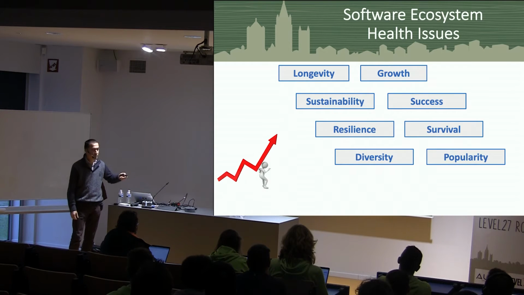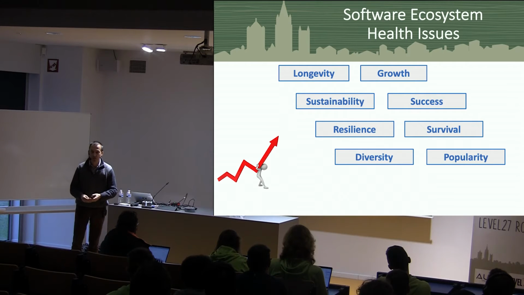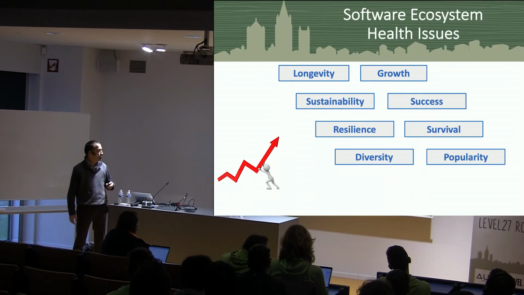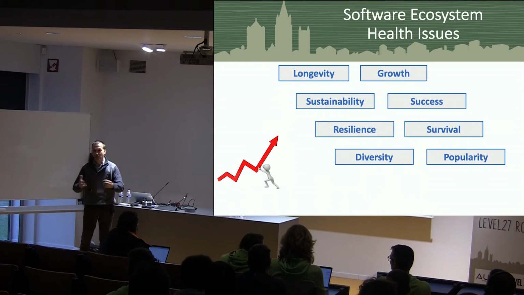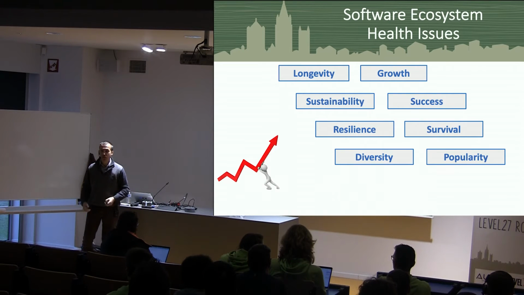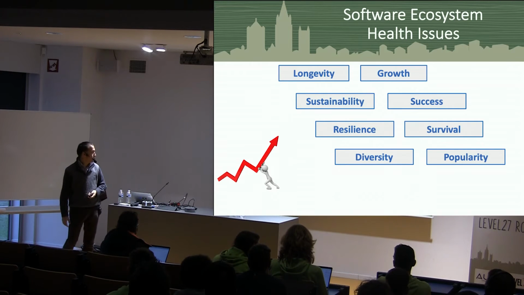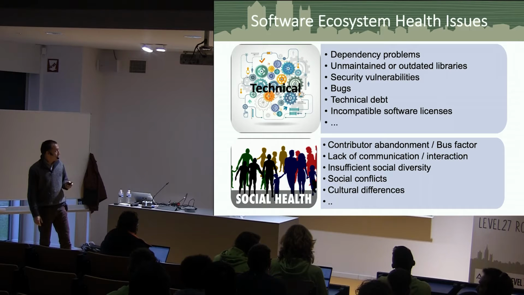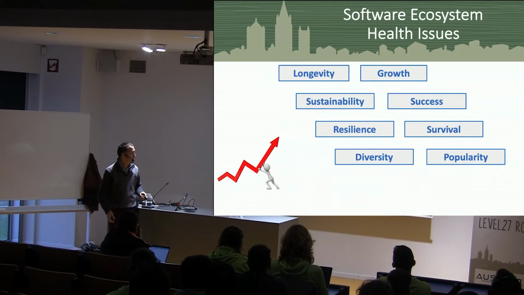Basically, here you can see some terms that are typically attributed to a good health of your software system. If you have a software system or a collection of software systems, it will be healthy if it will be successful, it will be surviving over time, it will be resilient to changes, it will be sustainable, it's growing over time, it has a sufficient diversity in people working in the project or in features offered by the product, it will be popular, and so on. Okay, so these are, let's say, the good things. This is about a healthy software ecosystem.